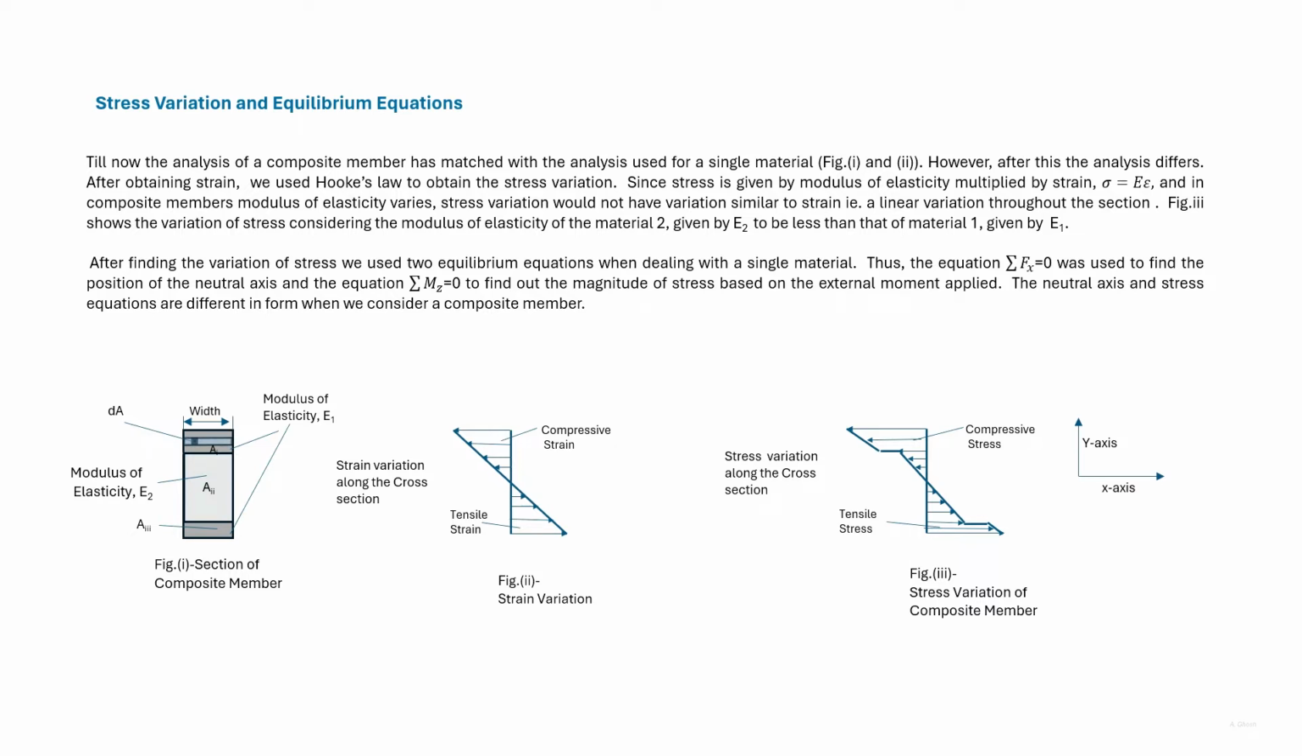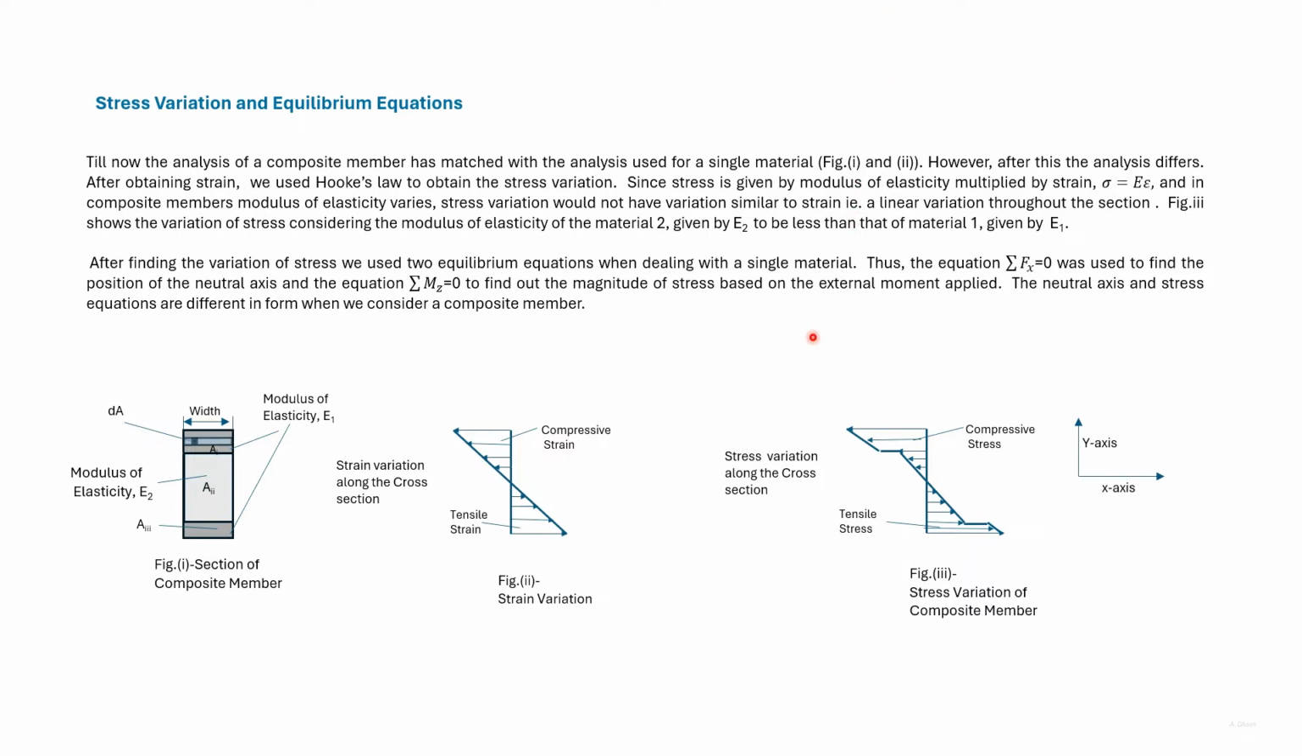Here we have a beam made up of two different materials. So even though the strain variation is similar to that of a single material, the stress variation, which is obtained by multiplying with the modulus of elasticity, will be different as shown here. Here we have taken the modulus of elasticity of material 1 as larger than the modulus of elasticity of material 2. So the stress variation attains the form as shown.